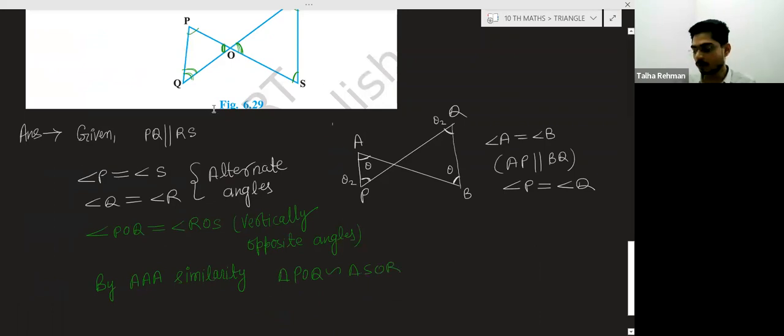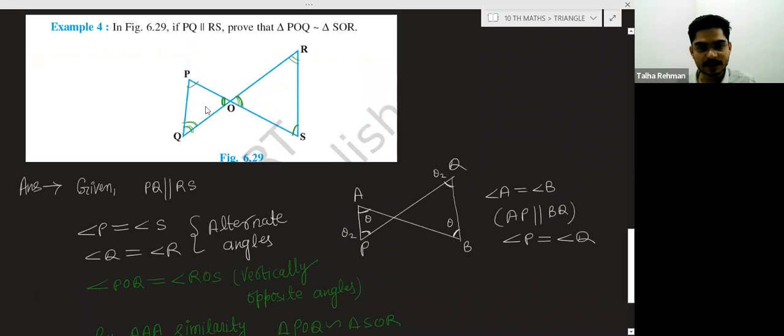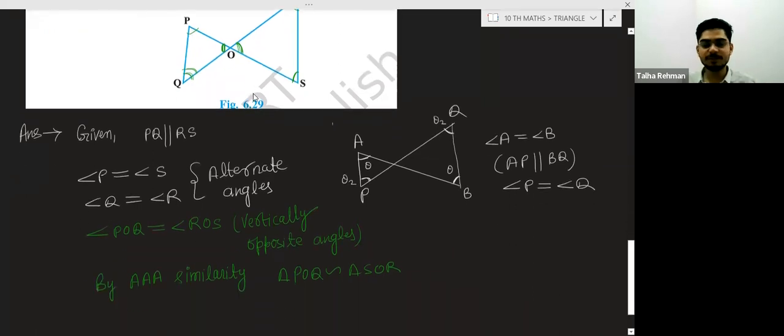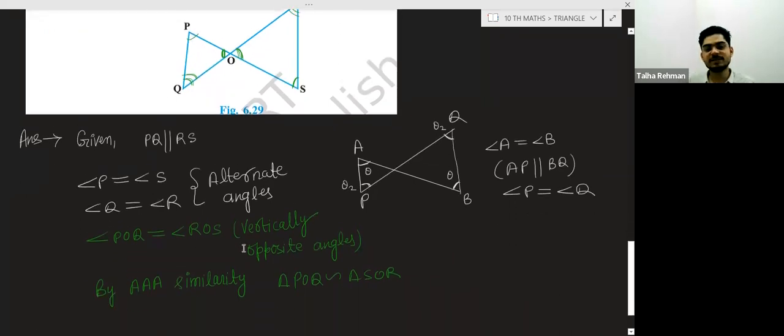So three corresponding angles: this angle is equal to this angle. This is the first triangle. This is another triangle. This P angle is equal to S, first angle equal. This Q angle is equal to R, two angles equal. This angle equal to this, three angles are equal. Similarity proved by angle similarity criteria.